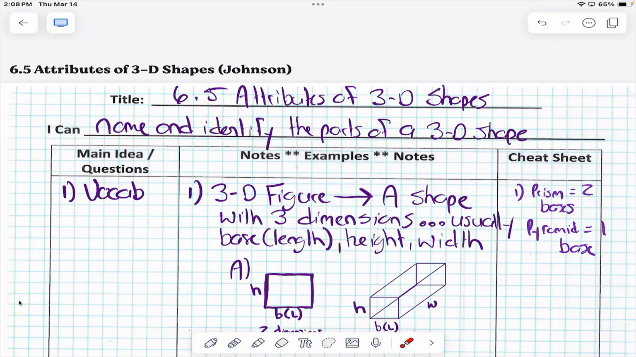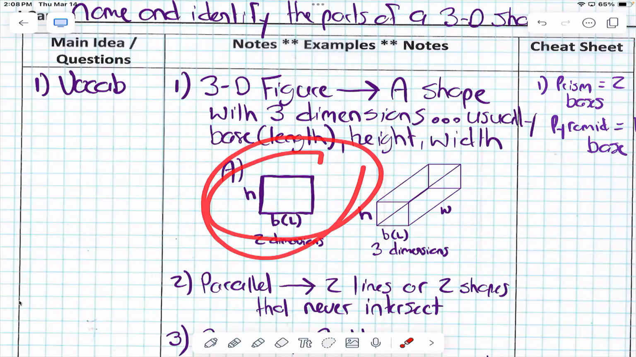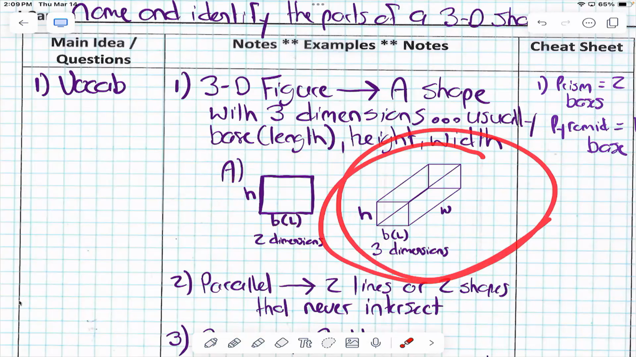6.5 attributes of 3D shapes. Can you name and identify the different parts of a 3D shape? Yes. Question. What kind of shape is this? What kind of shape is this? What kind of shape is this one?